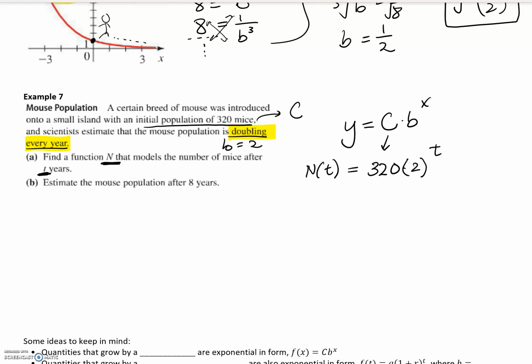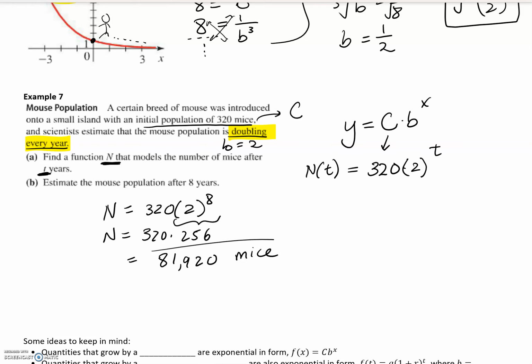Estimate the mouse population after 8 years. Well, that's easy. I just have to go and plug in 8 for my t. So we got 2 to the 8, which is 256, times the 320 we started with. So it looks like we end up with 81,920 mice after the 8 years. The population keeps doubling every year.